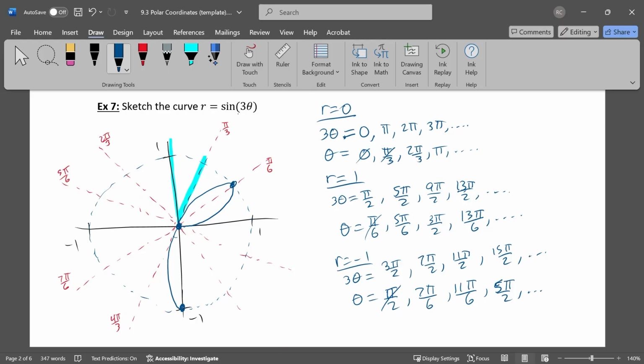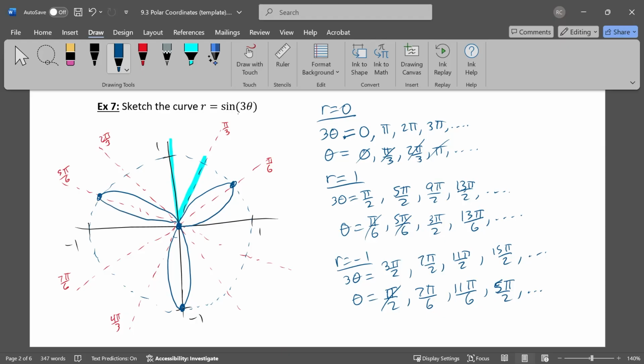And now I'm going to look at 2 pi thirds. Where's 2 pi thirds? R is 0, so I come back to here. And now I'm looking at 5 pi over 6. R is 1, so I go out to here. And then I look at pi, and r is 0 again.